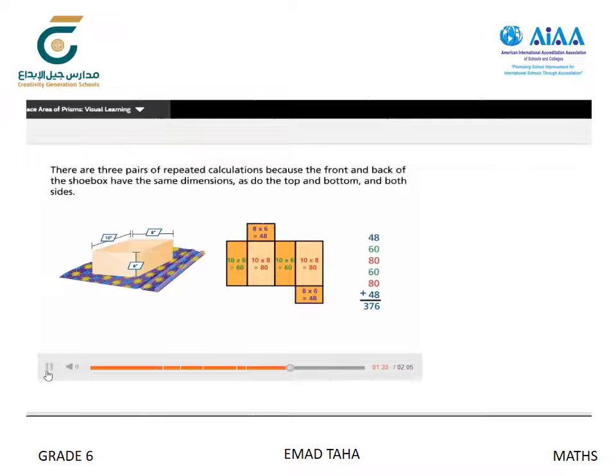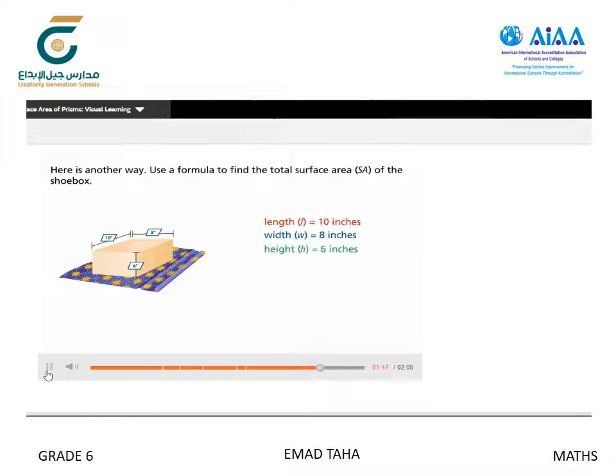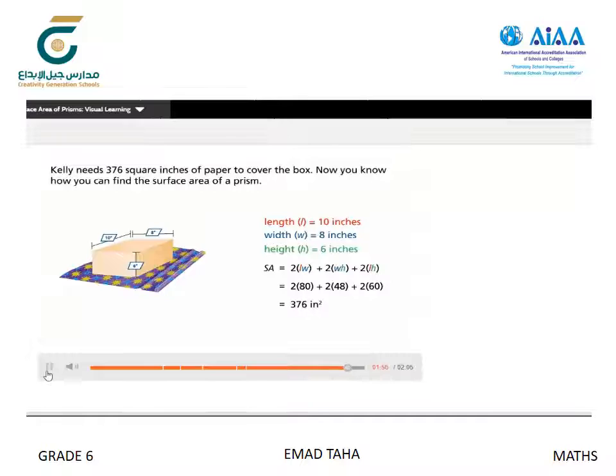There are 3 pairs of repeated calculations because the front and back of the shoebox have the same dimensions, as do the top and bottom and both sides. Here is another way. Use a formula to find the total surface area, SA, of the shoebox. Kelly needs 376 square inches of paper to cover the box. Now you know how you can find the surface area of a prism.